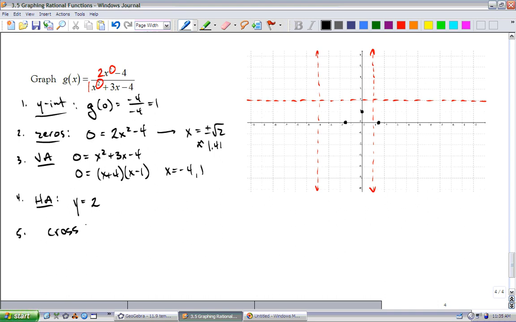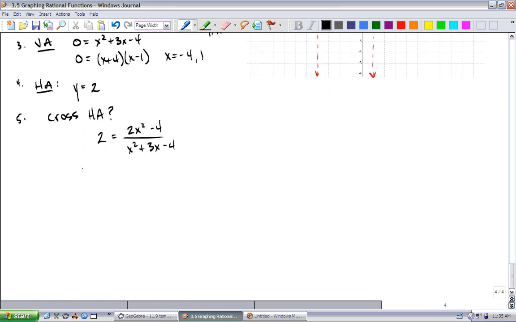Fifth, we need to check, does it cross? Okay, now in this case, we're going to set 2 equal to 2x squared minus 4 all over x squared plus 3x minus 4. Okay? Move down a little bit here. And if I solve this, if I multiply both sides by the denominator, I get this. Then if I start gathering my x's on the same side, those will cancel out. I get 6x equals 4, or x equals 2/3.